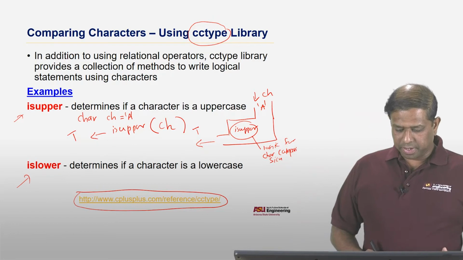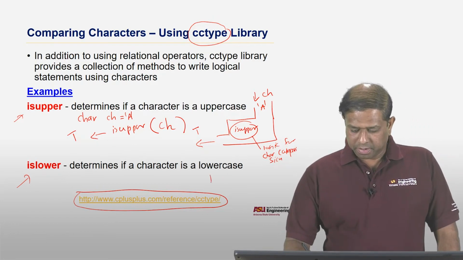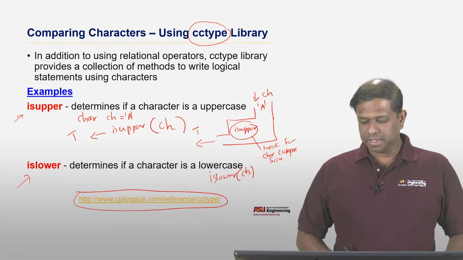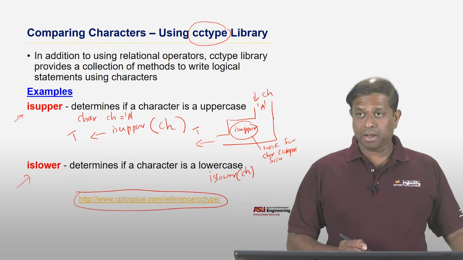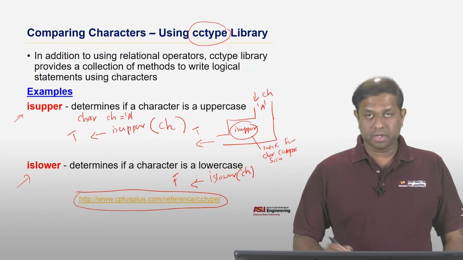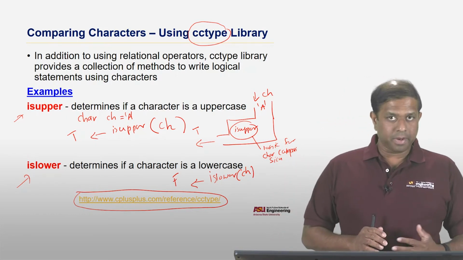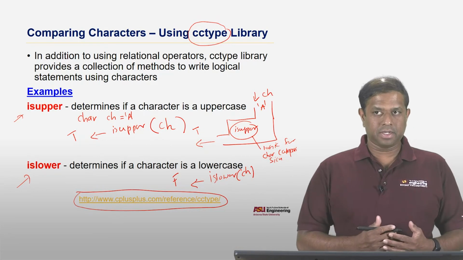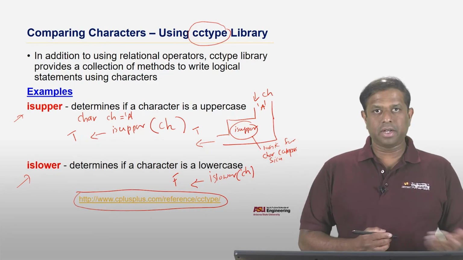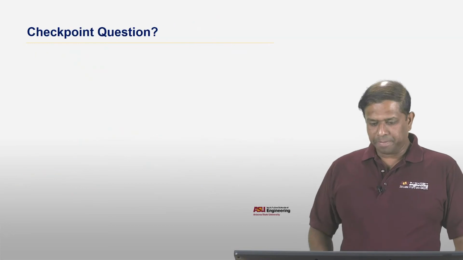Okay. Likewise, the islower method is very similar. We can call the islower method and pass ch in here. When you pass in ch, ch has uppercase A, so this is going to return false. All right, so sometimes we can use cctype library related methods in comparisons, in addition to using relational operators for character comparisons.